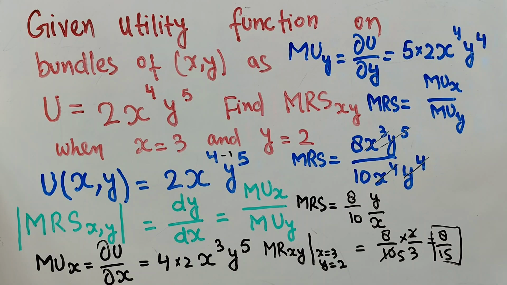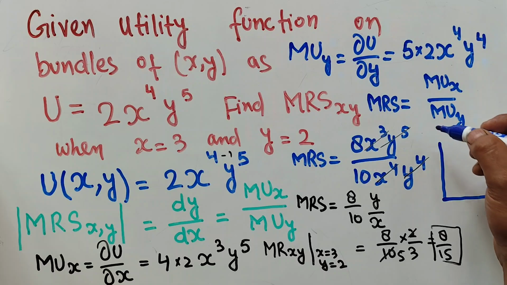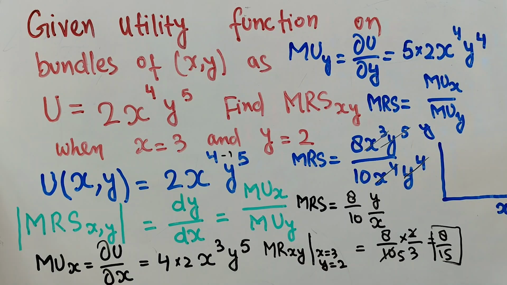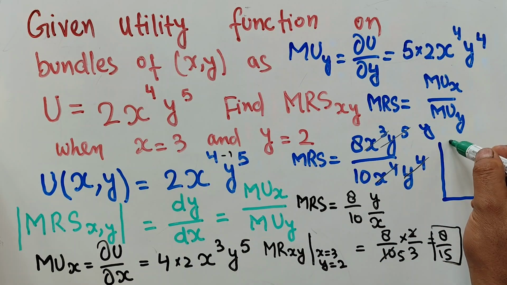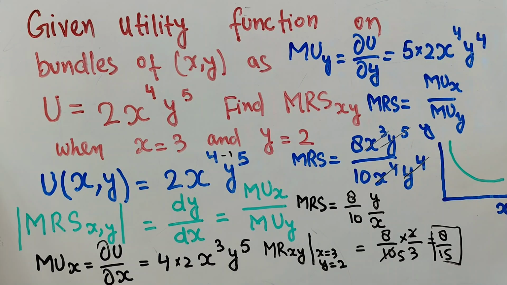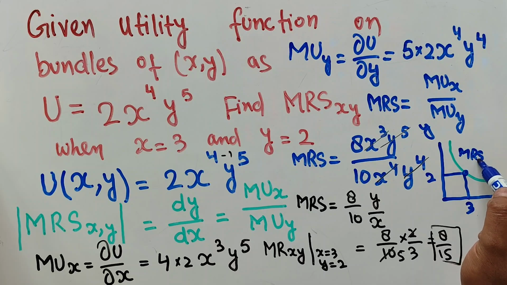If I draw the graph here, let's draw a simple graph. So we have good x on the horizontal axis, good y on the vertical axis. Given this indifference curve, if I draw it roughly, it will look like this. MRS is simply the slope of the indifference curve at the point x equal to 3 and y equal to 2. So at this point, MRS is actually the slope of the indifference curve, which is the ratio of the marginal utility of good x upon the marginal utility of good y. So we got the MRS equal to 8 upon 15.